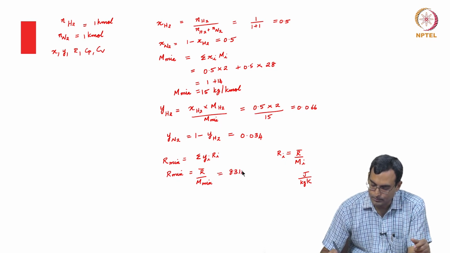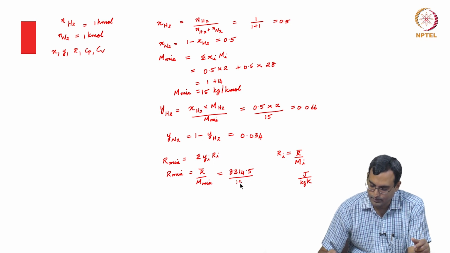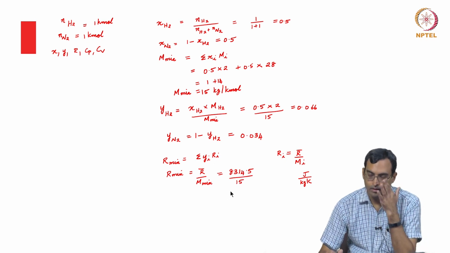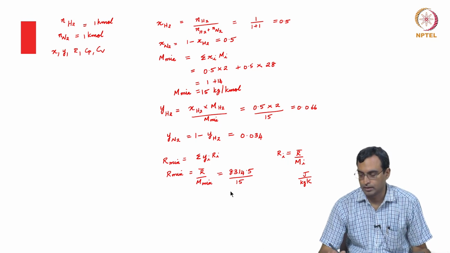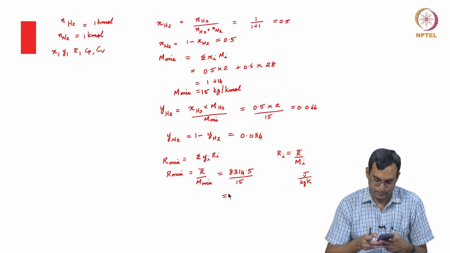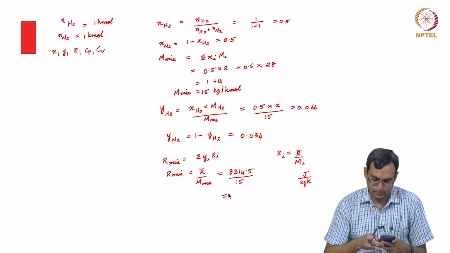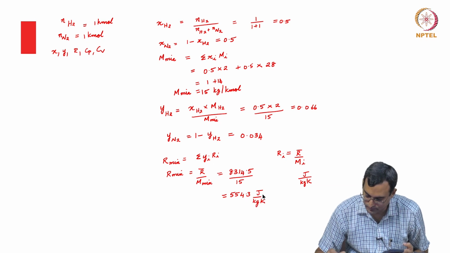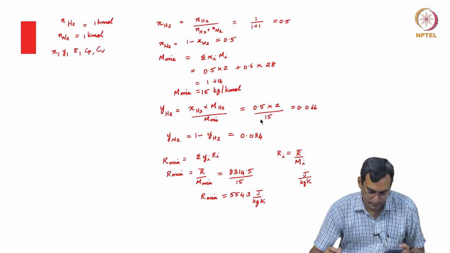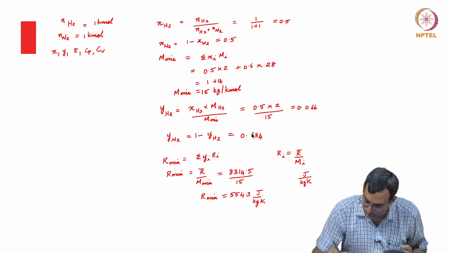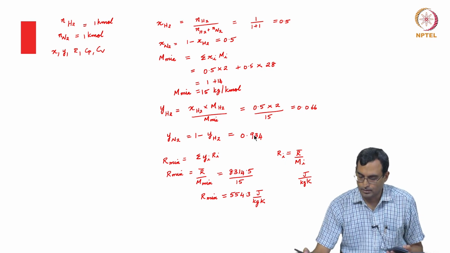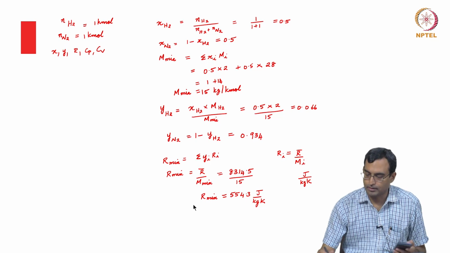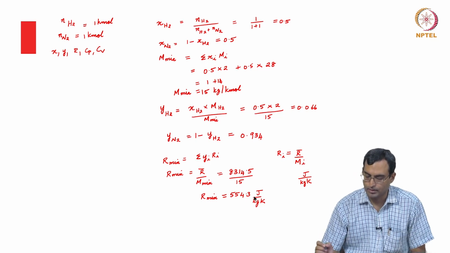So, 8314.5 divided by 15. That is something I can do. This will give me 554.3 joule per kg Kelvin. I think there is a 9 over here which got missed out. Is that right? So, we have this, but none of this changes. That was a 9 which got missed out there, but we still have this.